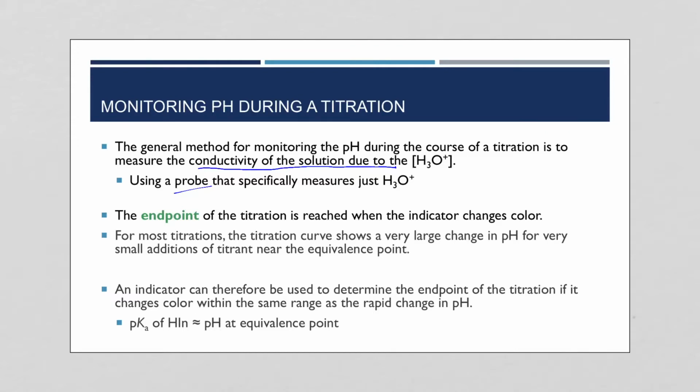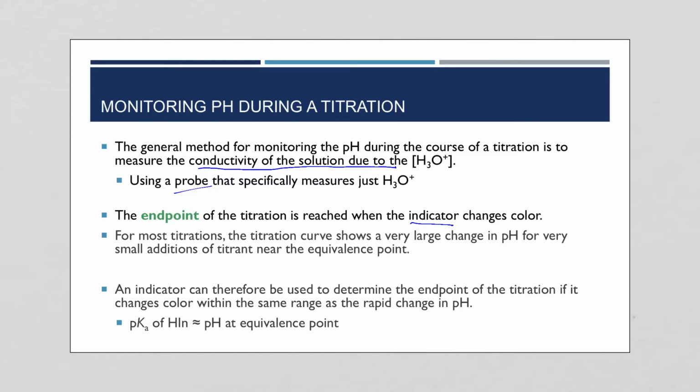Now, if you don't have access to a pH probe, or sometimes we just use it as a secondary indication, you can use what's called an indicator. This is going to be a material that changes color during the rapid rise that we find in our pH curve. So it changes color somewhere near the equivalence point.